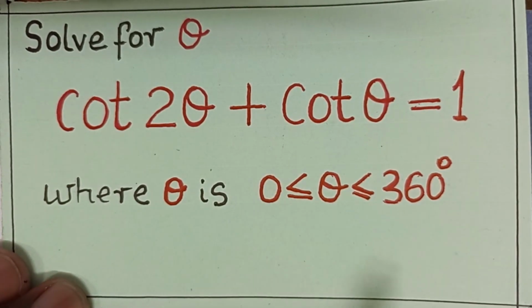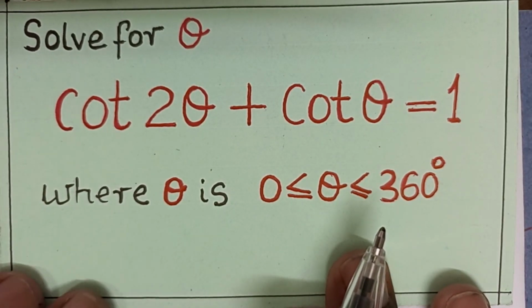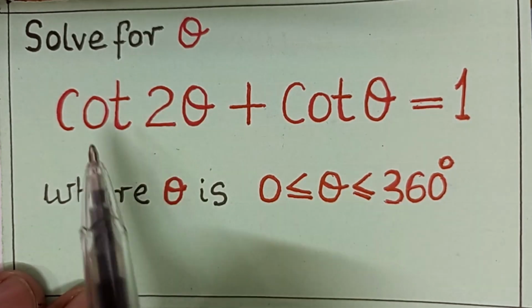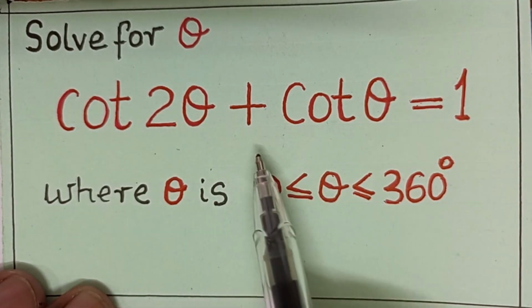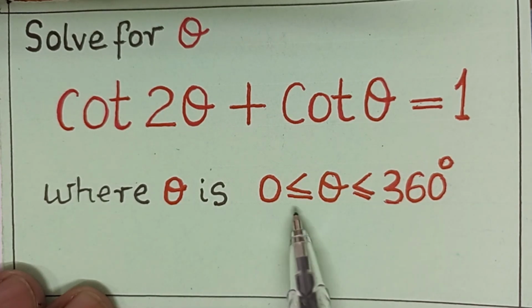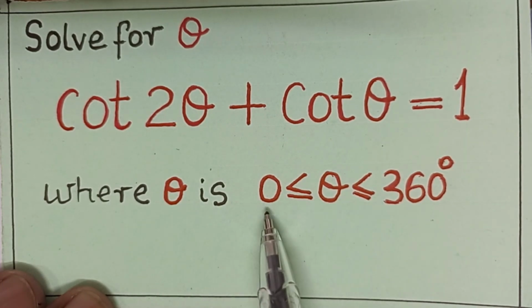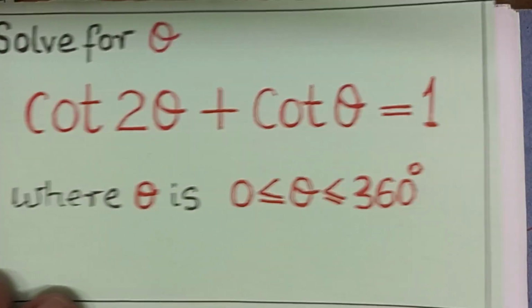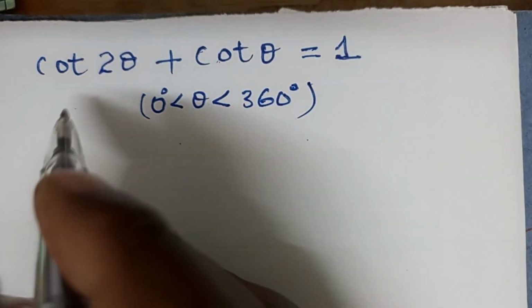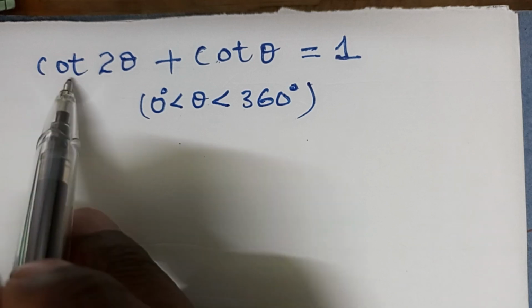Welcome guys as we do the problem that is before us, and I read the question. For theta, cot 2 theta plus cot theta is equal to 1, where theta is supposed to be between 0 and 360. And so guys, we now do this question.